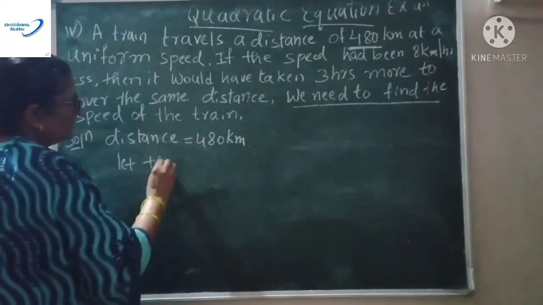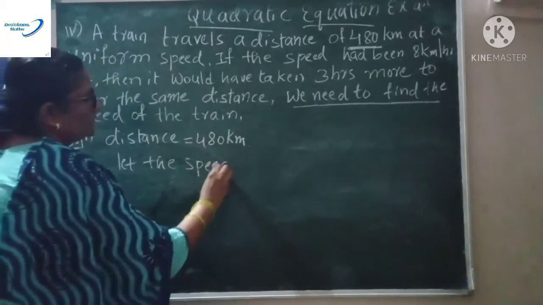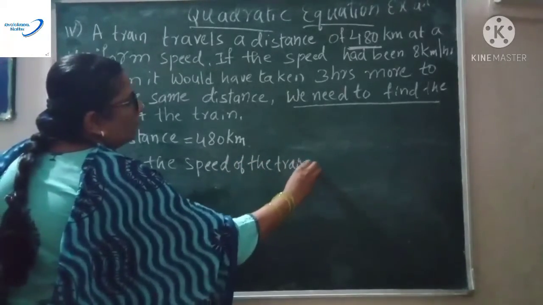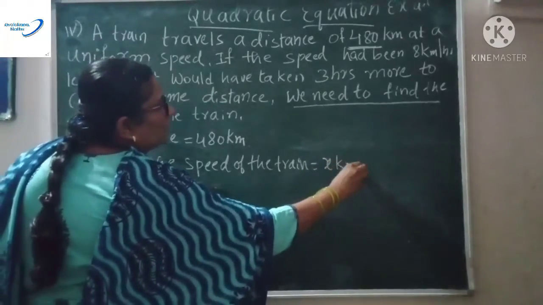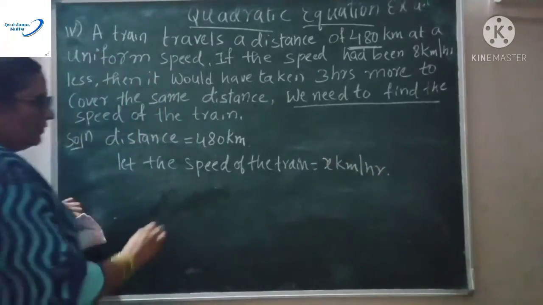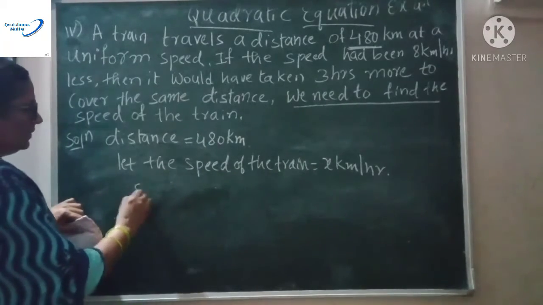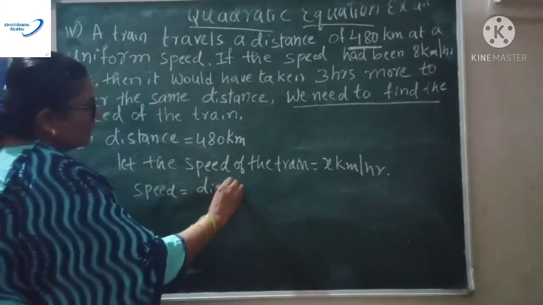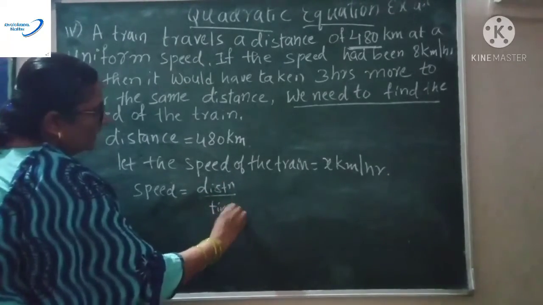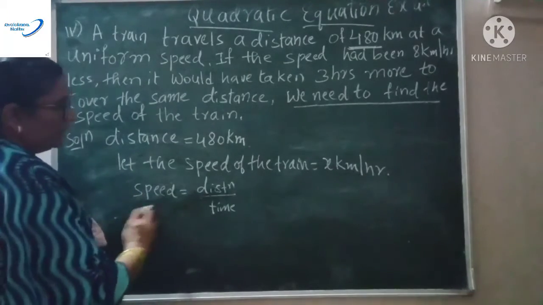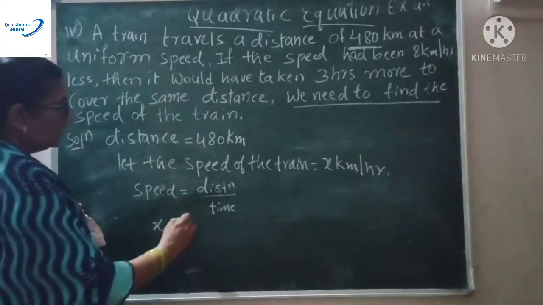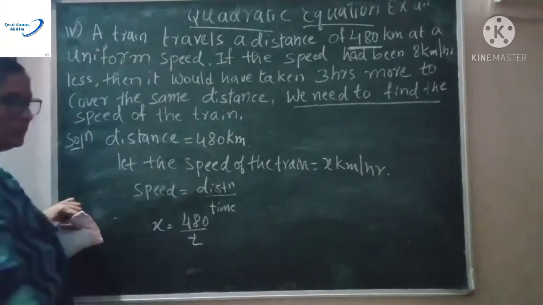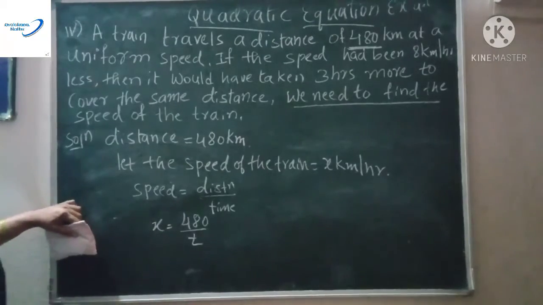Let the speed of the train be equal to x kilometer per hour. If this is the speed, then you know the formula. According to physics, speed is equal to distance upon time taken. So the speed is x kilometer per hour, the distance given is 480 kilometer, divided by time taken, which we don't know, so we write t.